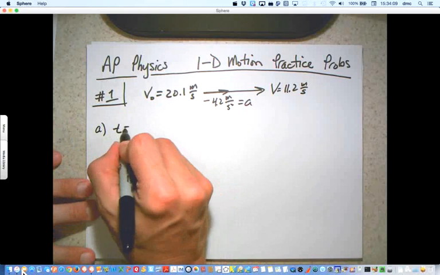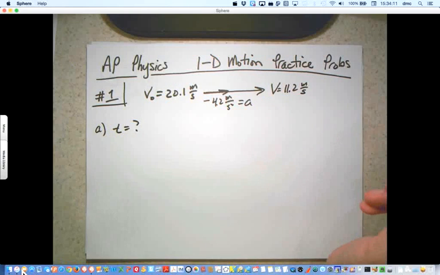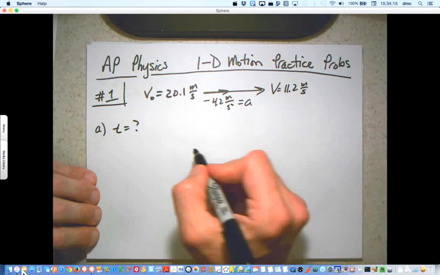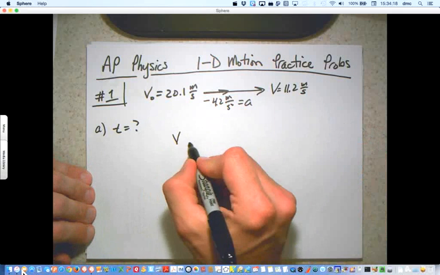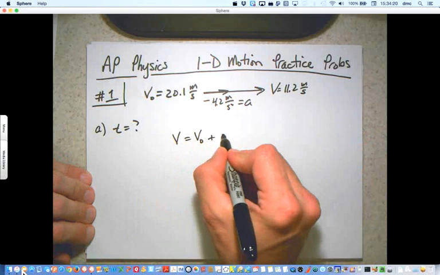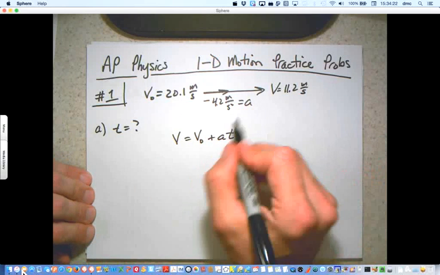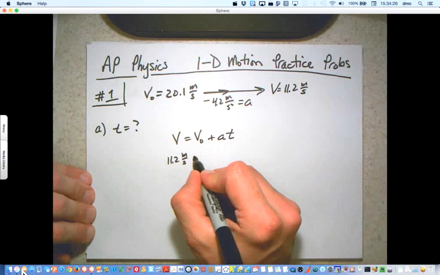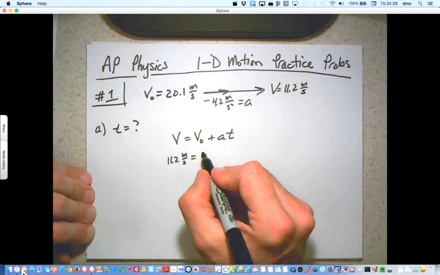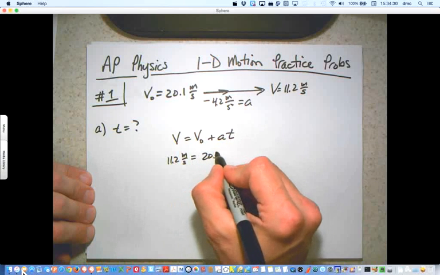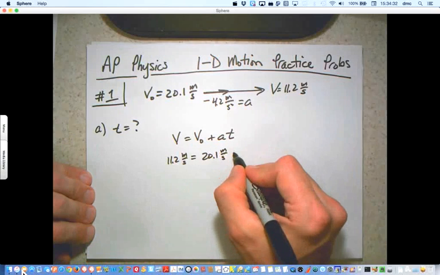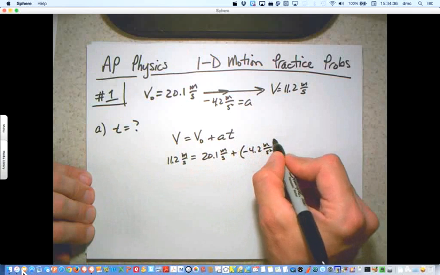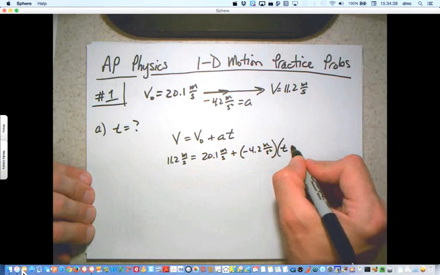So find t. So we look at all of our equations and see which ones would be the most helpful, and it turns out the one to use is final velocity equals initial velocity plus acceleration times time. And so 11.2 meters per second equals 20.1 meters per second plus negative 4.2 meters per second squared times so many seconds.